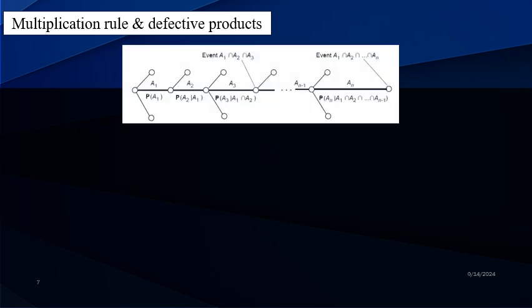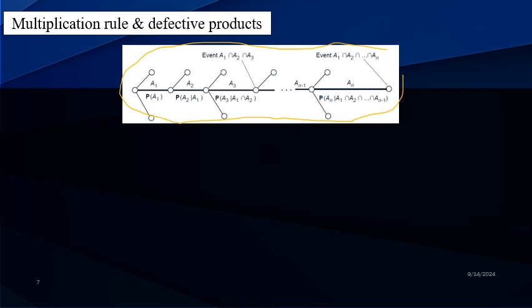Now, the multiplication rule you can see here in this picture. This is the picture branch-wise. So sequencing is very much important. A1 is occurring first, so we can easily compute probability of A1. Now after A1, A2 is occurring. So conditional probability of A2 given A1, and likewise after that A3 is coming. So it is a sequencing. So probability of A3 given A1, A2.